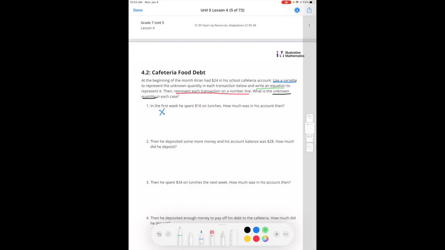Write an equation. Well, we know that he started with $24. And then he spent $16. So if you spend $16, that would be a negative 16. And he's left with how much money? We don't know. So there's where our variable comes in.